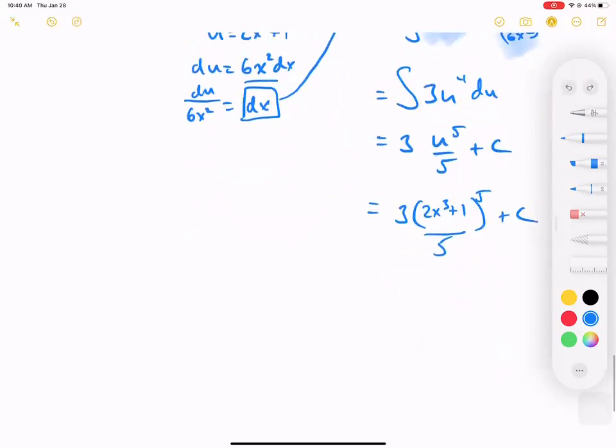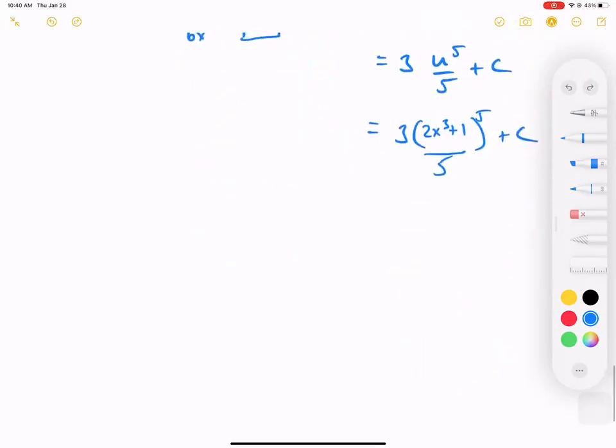Let's see. The other homework questions are actually kind of easy. Here's one. Let's just do another problem. Let's do the integral of 2x secant x squared tangent x squared dx.